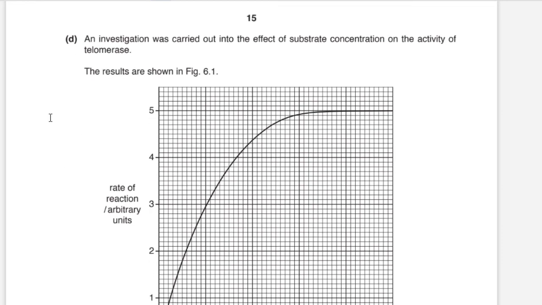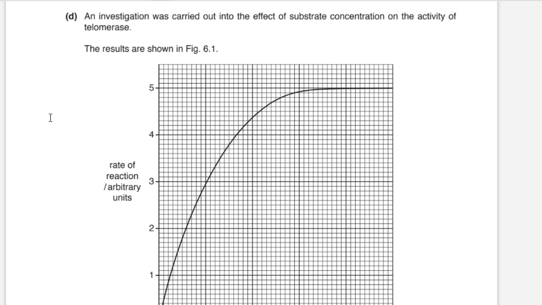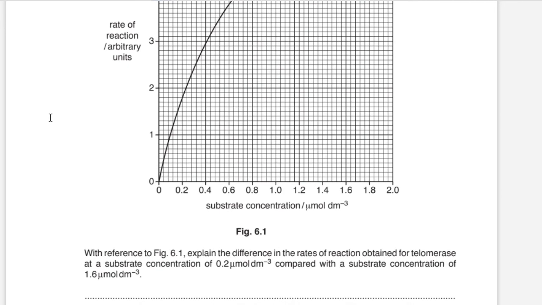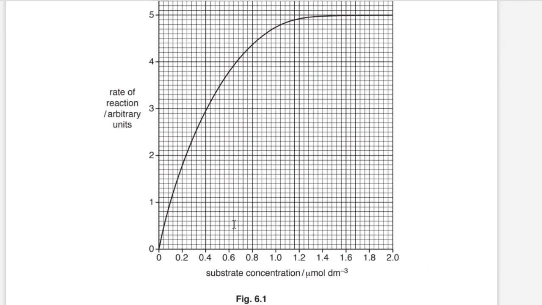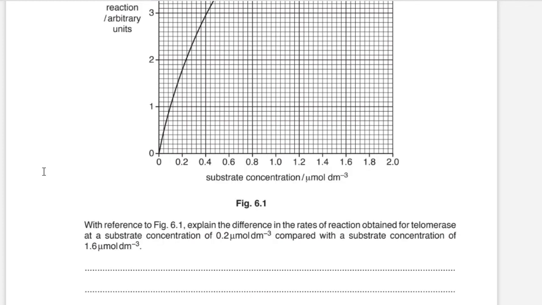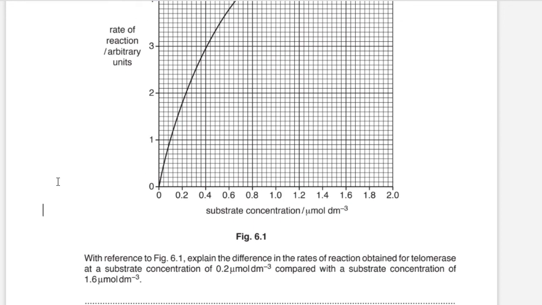D. An investigation was carried out into the effect of substrate concentration on the activity of telomerase. The results are shown in figure 6.1. So you can see that as you increase the substrate concentration, the rate of reaction increases. However, not only does it slow down after a certain substrate concentration, the increase in rate of reaction also decreases. With reference to figure 6.1, explain the difference in the rates of reaction obtained for telomerase at a substrate concentration of 0.2 micromole per dm cube compared with the substrate concentration of 1.6 micromole per dm cube.